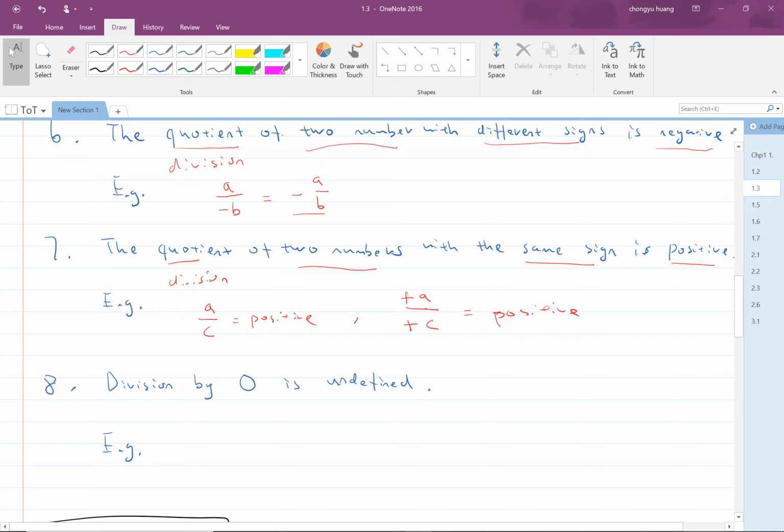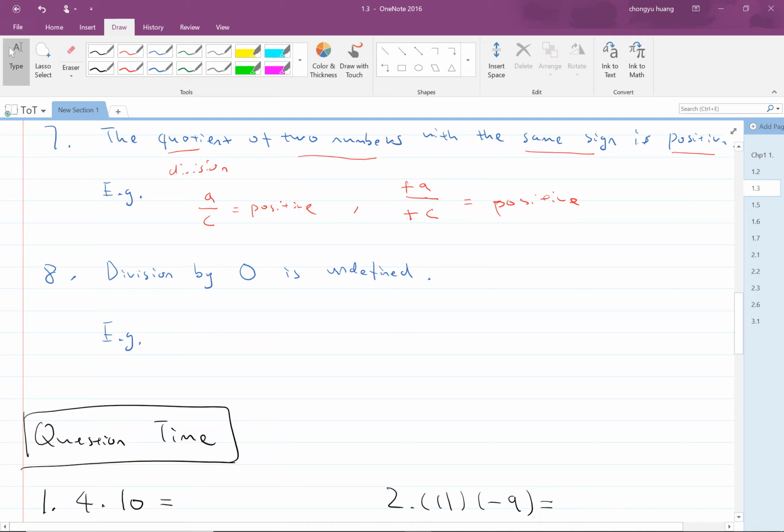So property 8 is division by 0 is undefined. The meaning over here is that you have a number a as the numerator. The top part is called the numerator, and the bottom part is called the denominator. Whenever you see the bottom part, the denominator, is 0, it is undefined.